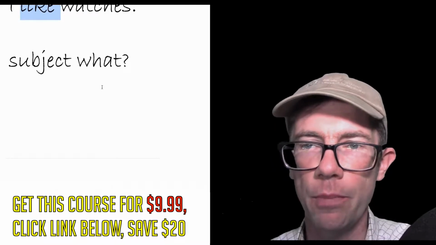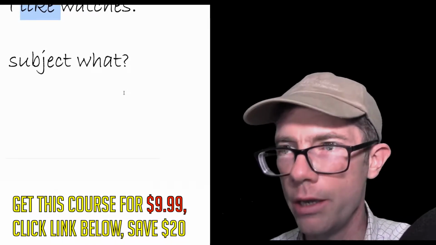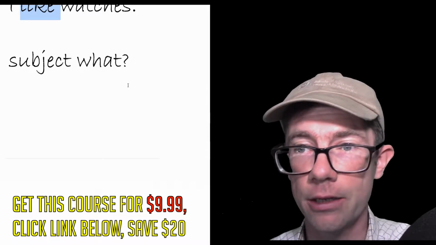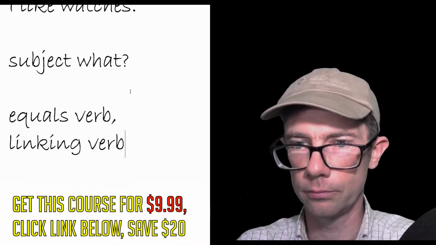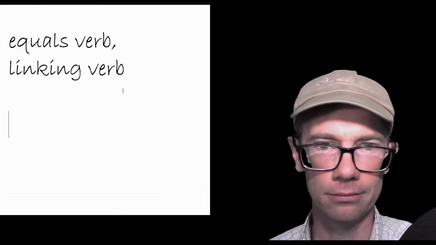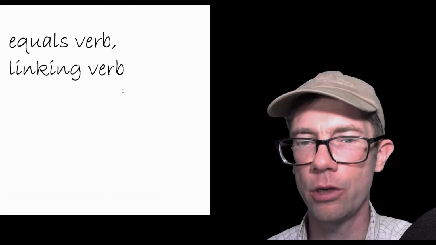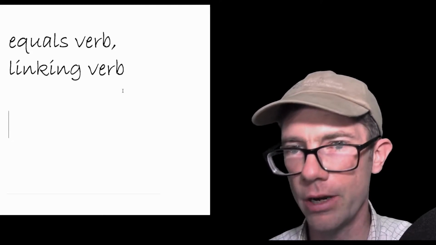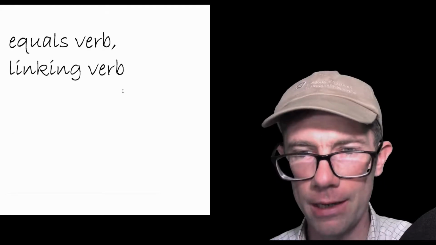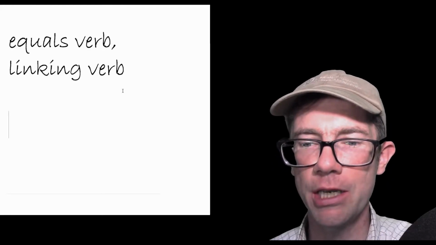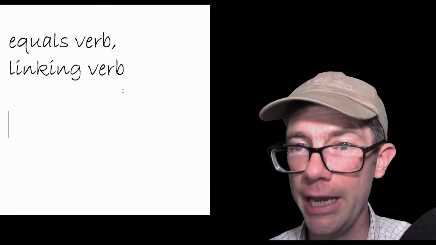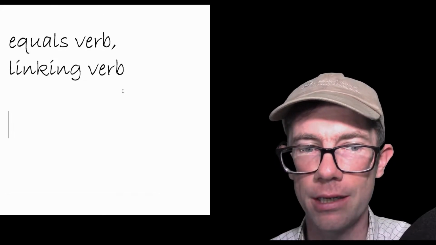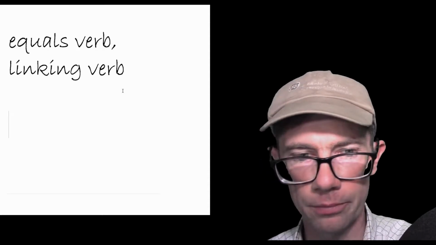Okay, we're going to switch it up and we're going to look at one of the two possible types of sentences or types of verbs in a sentence. According to me, I find this useful. There are two types of sentences. The first type is what's called an equals verb sentence or a linking verb sentence. For me, an equals verb is a verb that can be replaced with an equal sign without changing the meaning of the sentence essentially. Let's take an example.